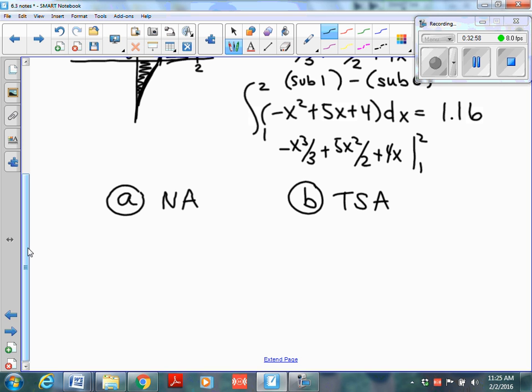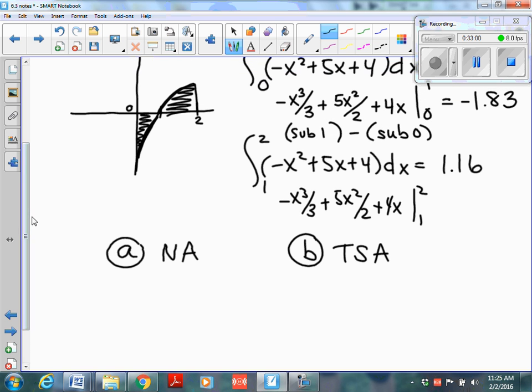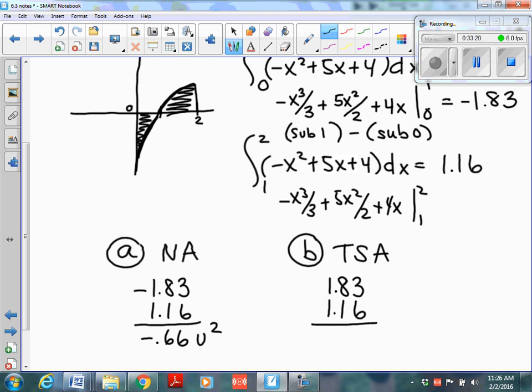So if they ask you to find the net area, you take into account the negative and the positive. When you work this out, you're going to get a negative 0.66 repeating units squared. If they want total surface area, the part that's negative, you're going to change it to positive. And the part that's positive, you're going to stay positive. And when you add that up, that makes 2.99. I think the book has 3, which would make sense. Units cubed.